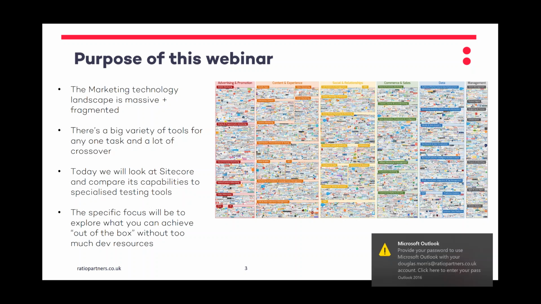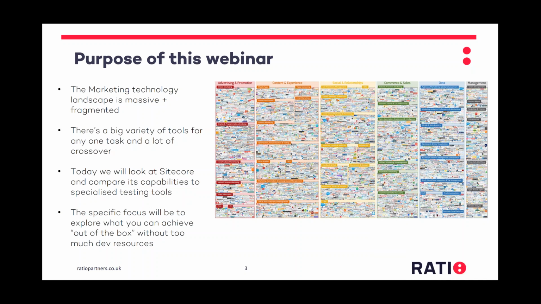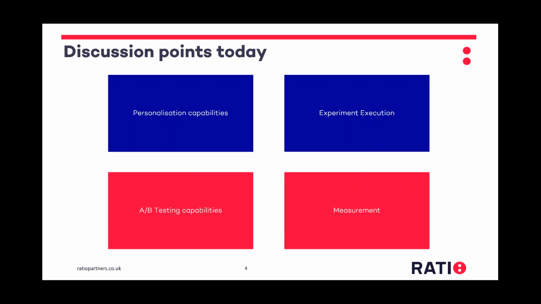And the specific focus of today's webinar is to look at what can be achieved out of the box. So we understand, or I understand as a marketer, that often a big challenge with any sort of program that you're trying to get off the ground is development resources. They are a scarce commodity in every organization. So although Sitecore and indeed these other testing platforms can do a lot with the appropriate level of customization, we're primarily going to be focused on what they can do out of the box that you could start using more or less straight away. So there's 4 areas that we want to talk to today.